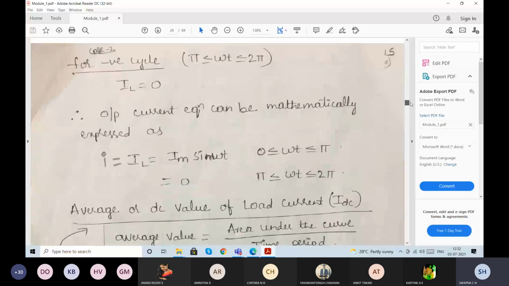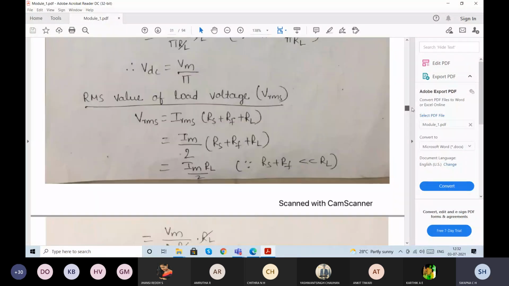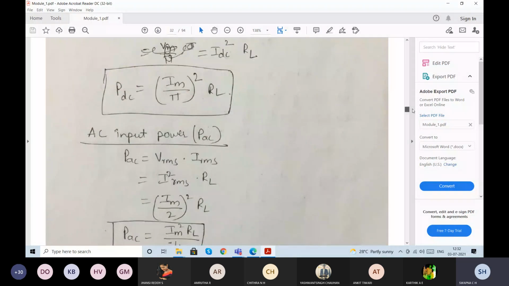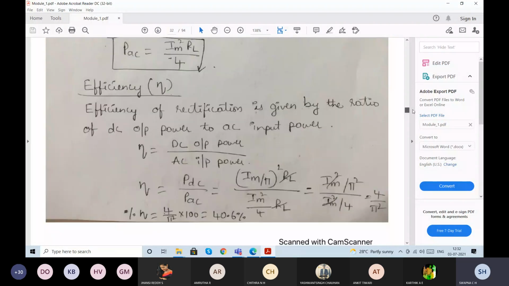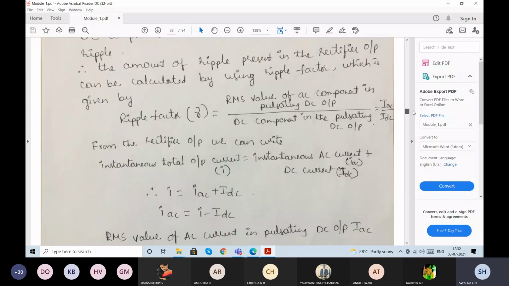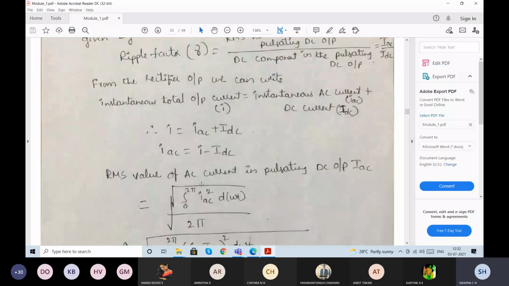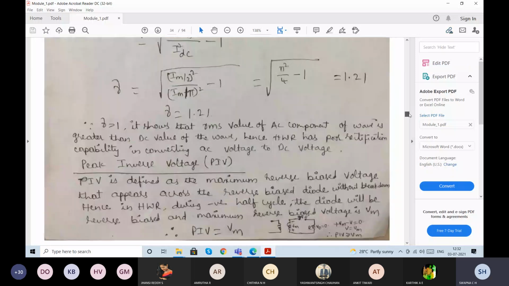Okay, and for this pulsating DC, you need to find the efficiency. If you want to find the efficiency, then you need to calculate IDC, then IRMS, then from that PAC, PDC. So your efficiency is given by PDC by PAC. So calculate it, it is 40.6%. Then after that, you need to calculate the ripple factor. As I mentioned, you need not write all this derivation. Directly you can go with the equation.